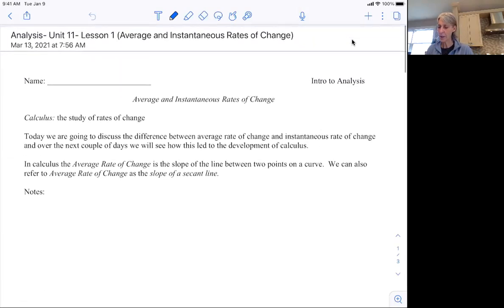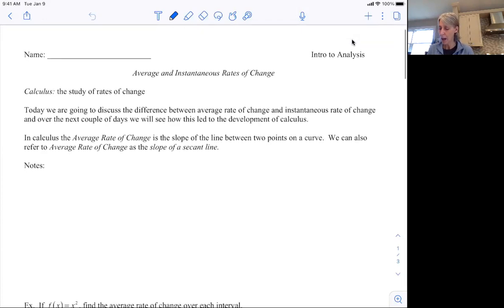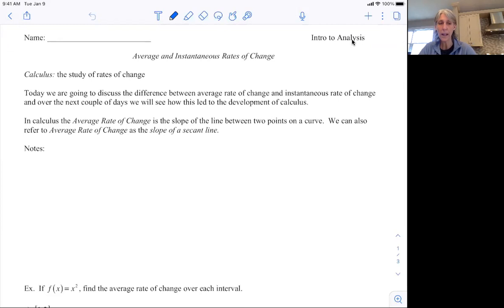Hi guys, today we're on Unit 11, Lesson 1, and we're going to be talking about average and instantaneous rates of change. Basically, calculus is the study of rates of change, and we're going to discuss today the differences between the average rate of change and the instantaneous rate of change.